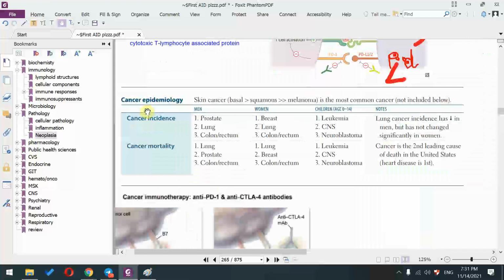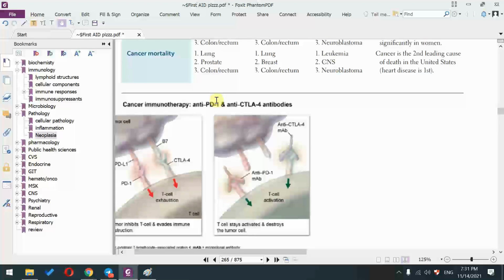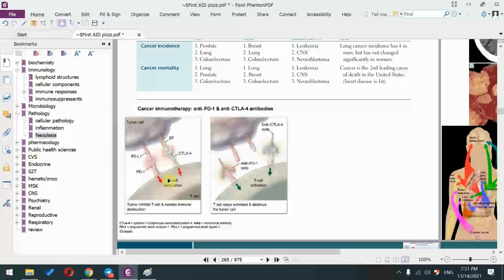So look what they say. Cancer epidemiology, skin cancer. Basal cell is more than squamous cell and more than melanoma. It is the most common cancer, not included below. Why? Because it is the most common of the most common. We will speak in the future about how basal cell looks, how squamous cell looks, and how you can just look at it one time and diagnose it. Before speaking about it, this picture is from UWorld. I forgot I have it, so let me show you how everything happens.